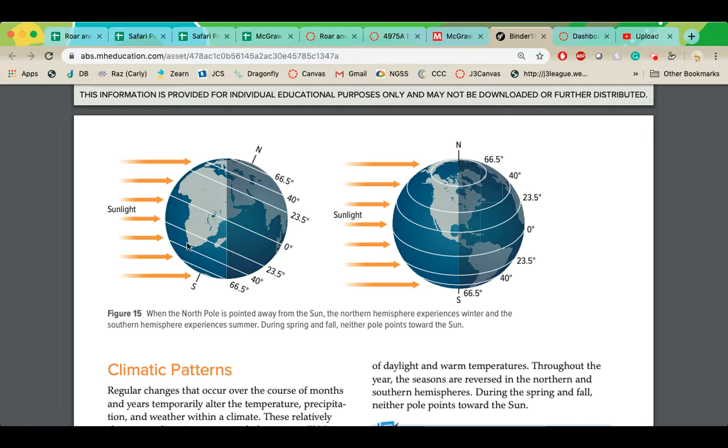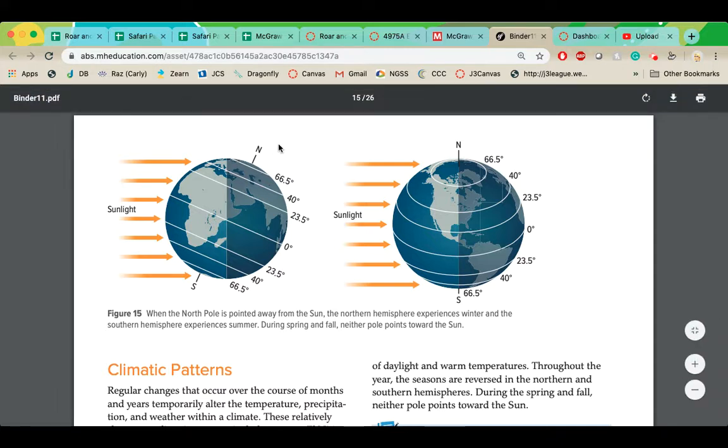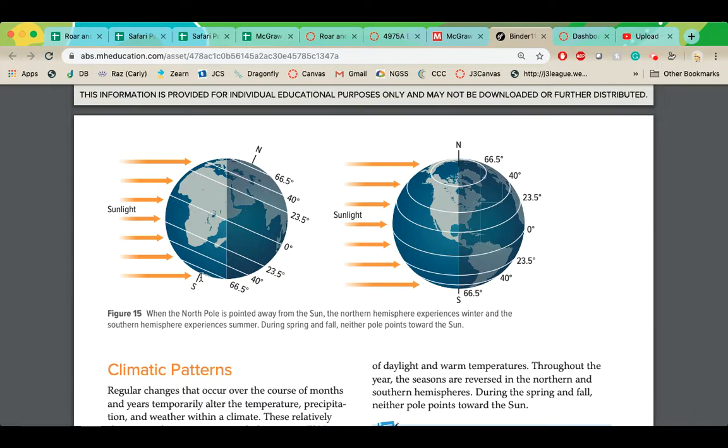when our northern hemisphere is facing the sun, that's when we have our summer. The opposite is true for the southern hemisphere. While we are here in the shadows and having our winter in December, the southern hemisphere is more facing the sun and they are having their summer.